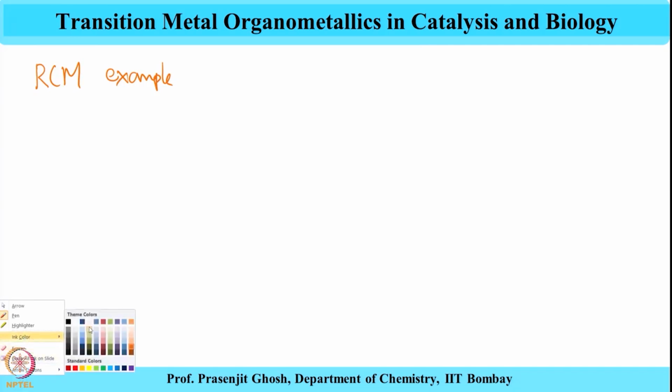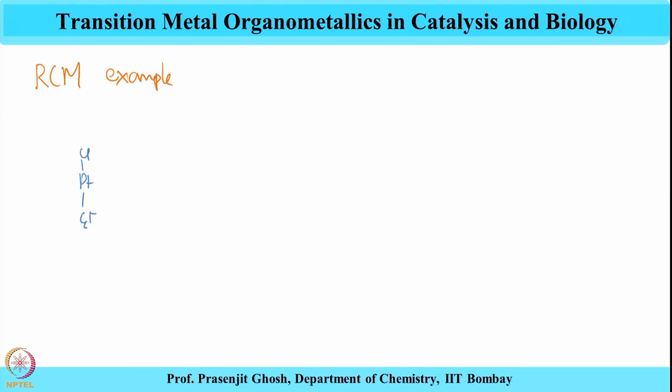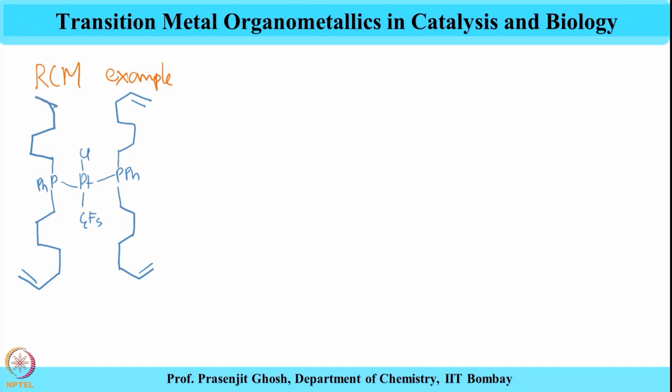This is observed in this platinum complex, chloride, C6F5, PPh, as is shown here, PPh, shown here. Now, this is called bis remote alkenyl phosphino complex.